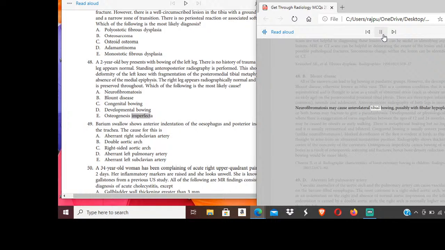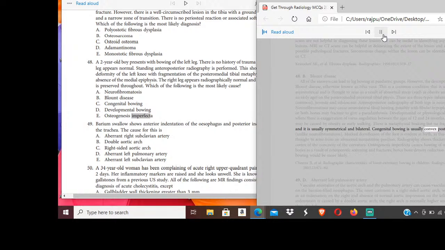Neurofibromatosis may cause anterolateral tibial bowing, possibly with fibular hypoplasia, and one or both bones may fracture to give a pseudarthrosis. Developmental or physiological bowing is where there is exaggeration of varus angulation between the ages of 12 and 24 months, which again may be caused by obesity or early walking. There is metaphyseal beaking but no fragmentation.